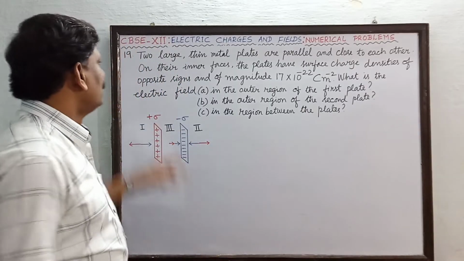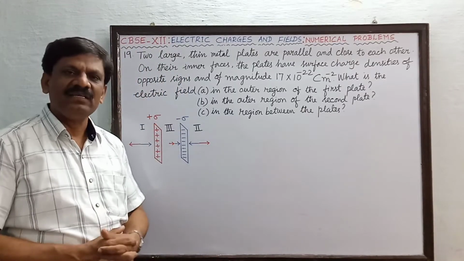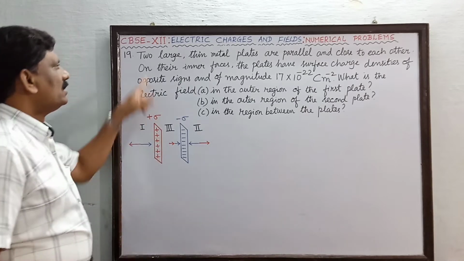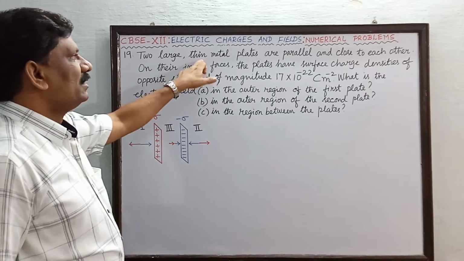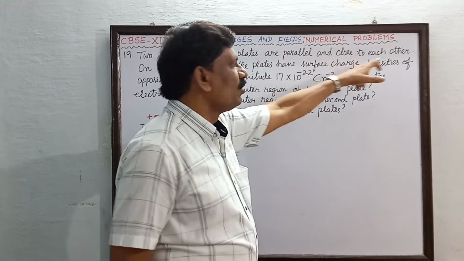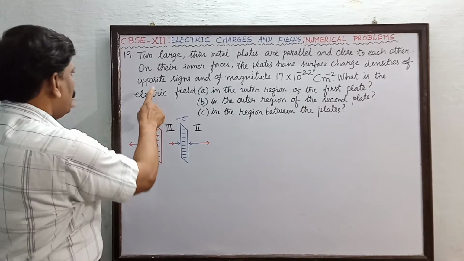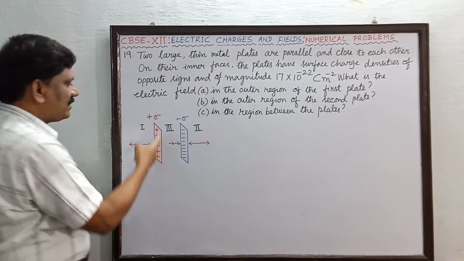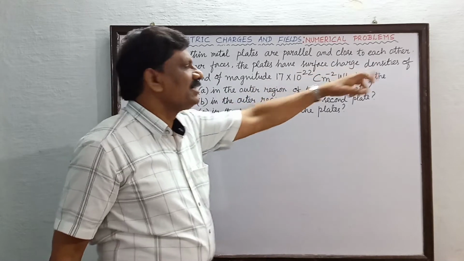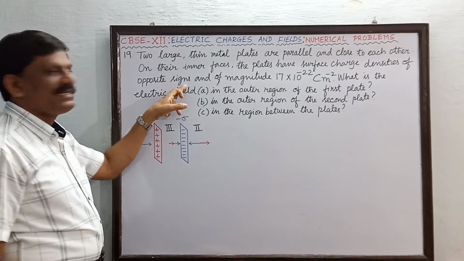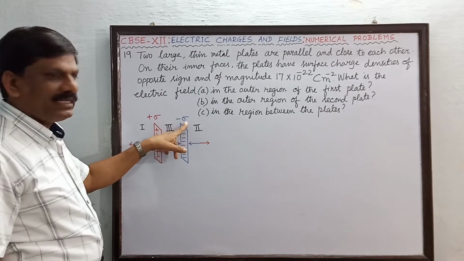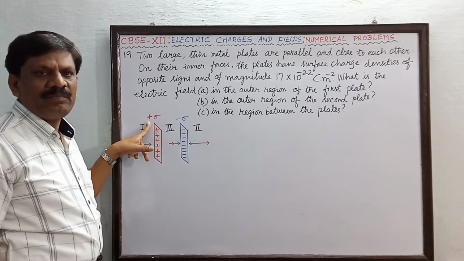Hi students, problem number 19 is also based on another application of Gauss law. Two large thin metal plates are parallel and close to each other. On their inner faces, the plates have surface charge densities of opposite signs.